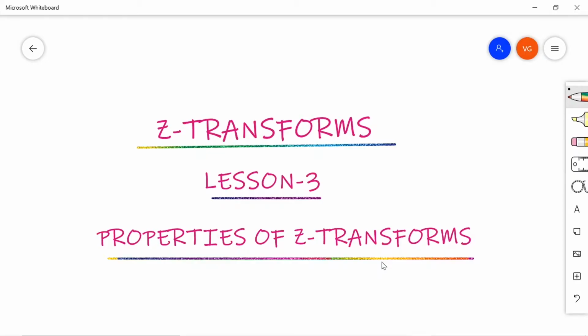In lesson number 3 video of the Z transform video series, I am going to discuss properties of Z transforms. Lesson number 1 and 2 videos, I am going to leave the link in the description box.